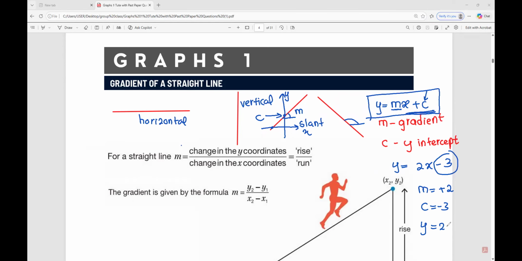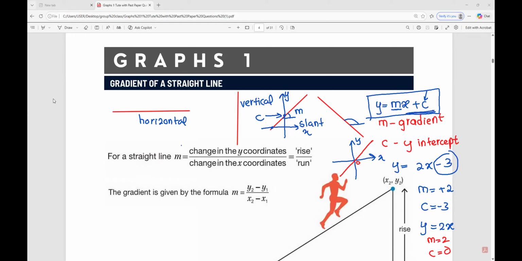If it is y equals 2x, there's no y-intercept shown. Y-intercept is 0. But it doesn't mean that the line is not passing through the y-axis. The meaning of that is the line is passing through the origin. Y-intercept 0, 0 is here, that is called the origin. The line is going this way. Gradient is positive, gradient is equal to 2. Y-intercept is 0. It doesn't mean no intercept; it means intercept is 0.